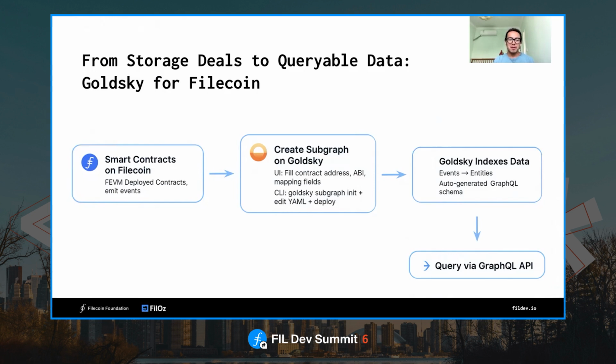And recently, Filecoin also became a supported chain on Goldsky. That means developers can also use Goldsky to index smart contract data on Filecoin, in a similar way to how they use it on other EVM-compatible chains. So let's see how we can use it.